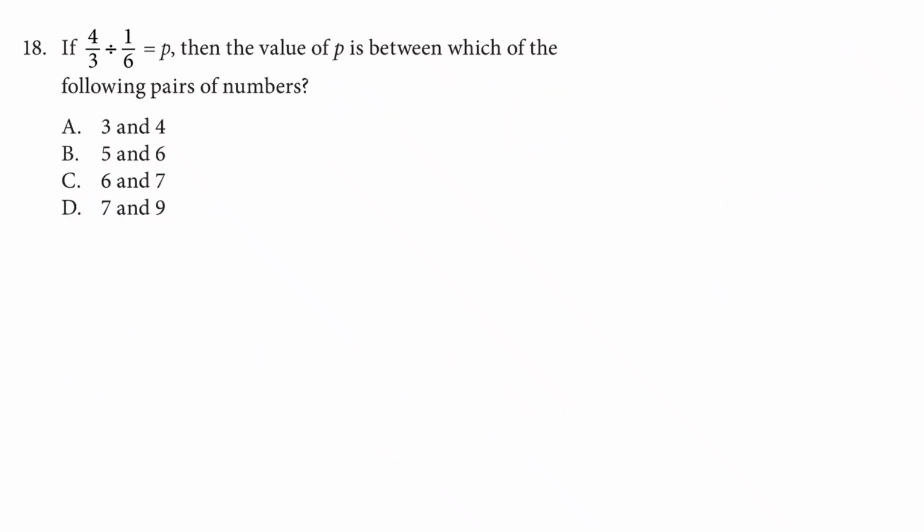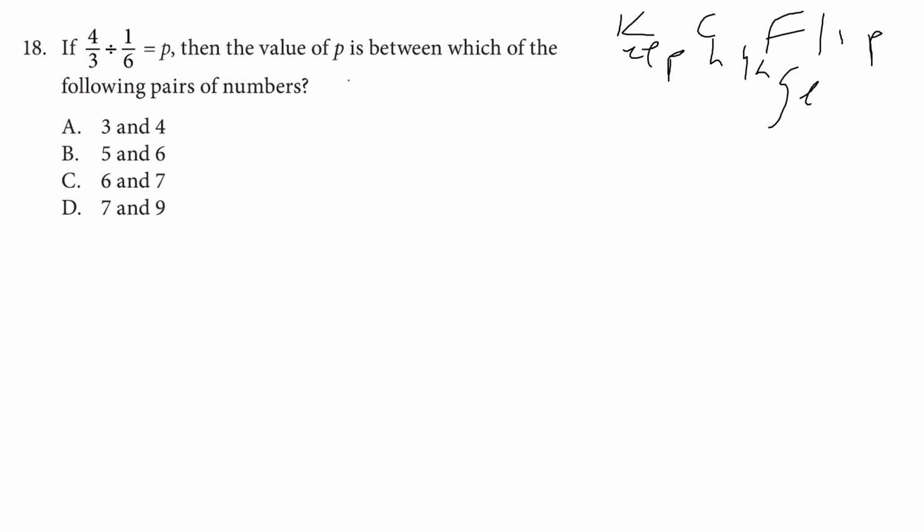Question number 18 says 4/3 divided by 1/6 is equal to P. Then the value of P is between which of the following pairs of numbers? All right, when you do division of fractions, I want you to think of 3 letters. K, C, F. Not KFC like the chicken place, but KCF. What that means is keep, change, flip.